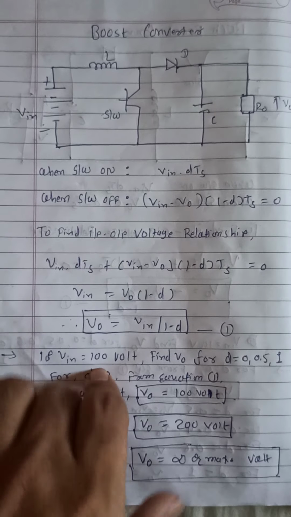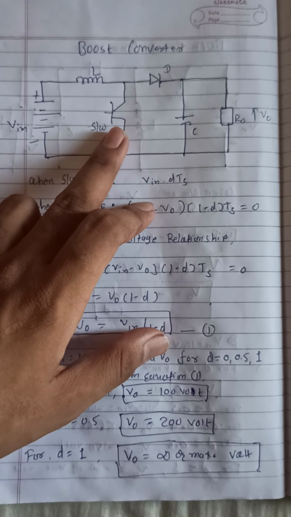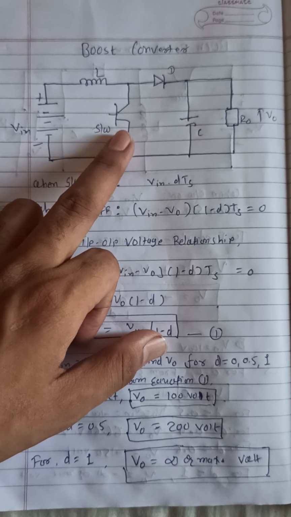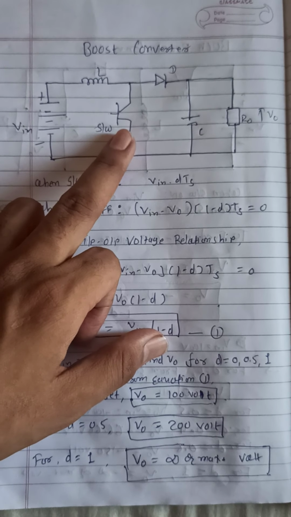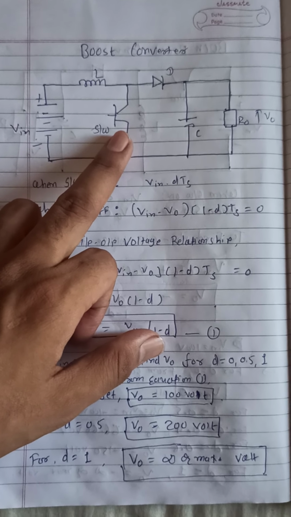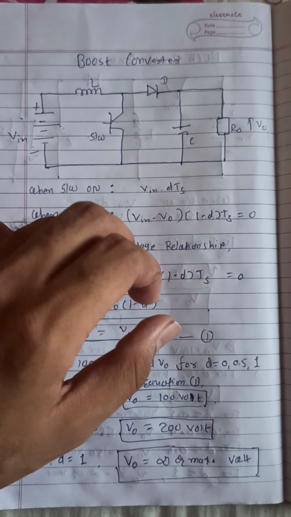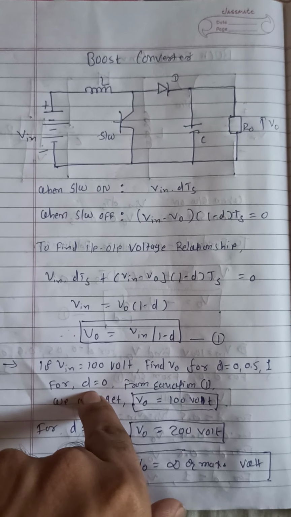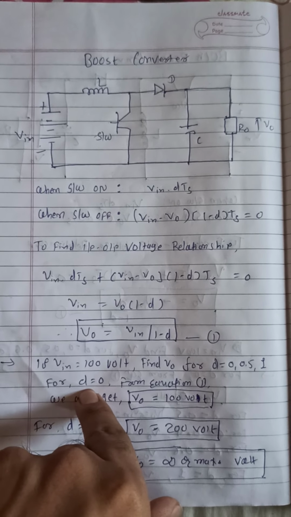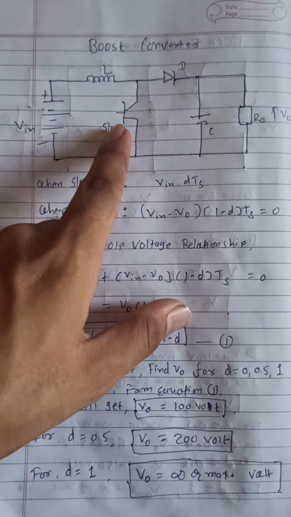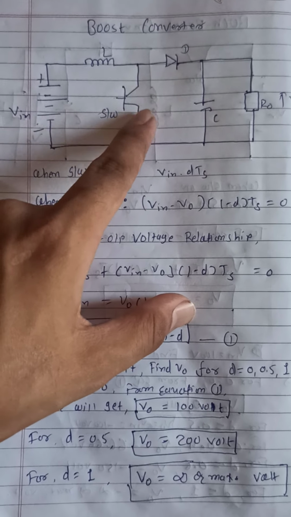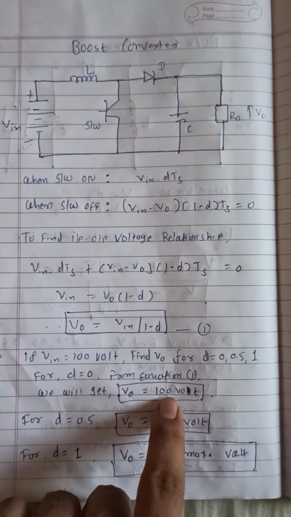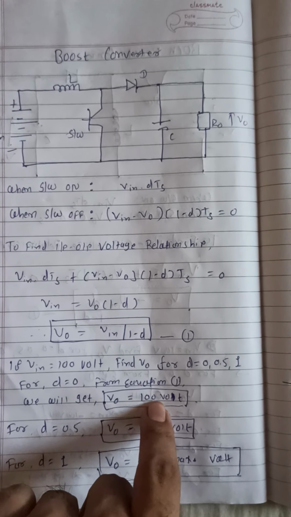D equals 0 means your switch is permanently off. Okay, that I have already explained in the previous lecture. D equals 0 means what? D is the duty ratio, and D is equal to what? T on upon total time period. T on means on period, divided by total time period. So when you get D equals 0, on period is 0, your numerator is 0, and only at that time you will get D equals 0. What does it indicate? It indicates your switch is permanently off. So for D equals 0, you are getting V0 equal to 100 volt. Output voltage equals input voltage.